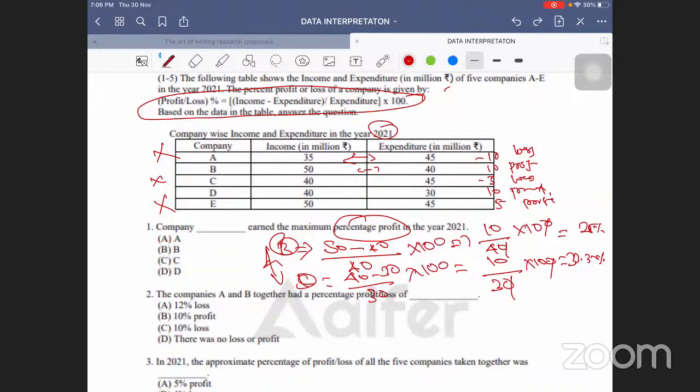Yeah, the option is D. Option is D because 33% is the highest. This is the first question.